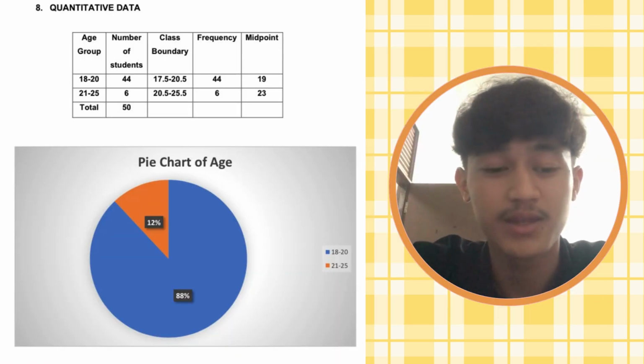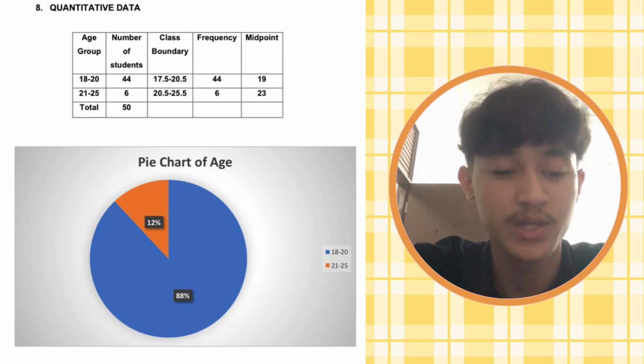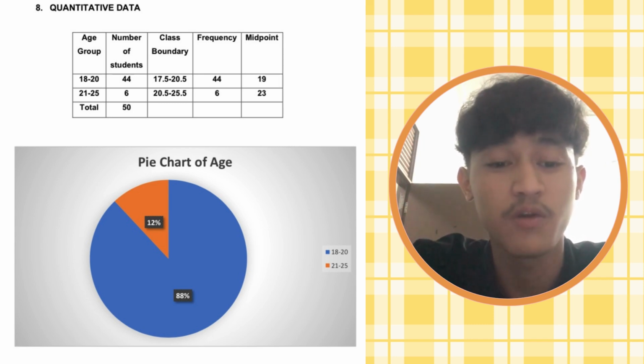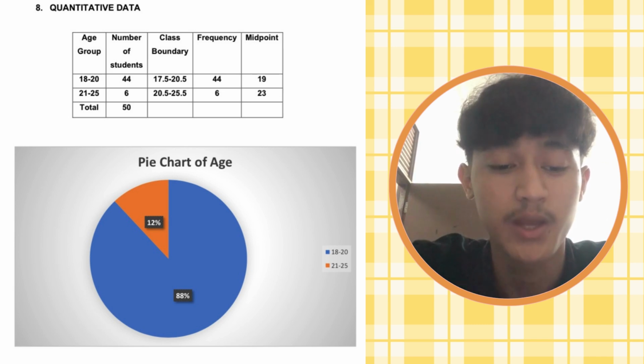For the next slide, the title is age distribution of students. For the slide content, quantitative data overview. Age group 18 to 20, number of students is 44, class boundary 17.5 to 20.5, frequency is 44 and the midpoint is 19. For age group 21 to 25, number of students is 6, class boundary 20.5 to 25.5, frequency is 6 and the midpoint is 23. Total number of students is 50.